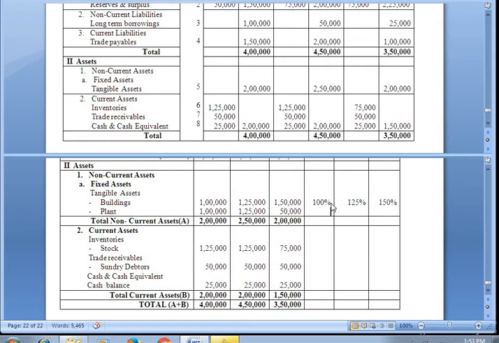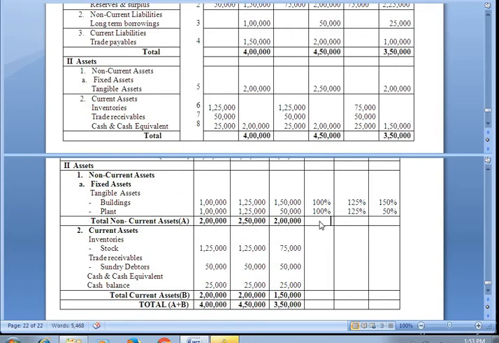Here also the percentage is the same because it is a common size statement. Next year 2018, 1,25,000 divided by 1 lakh, same percentage, 125%. Next one, 50,000 divided by 1 lakh into 100 is 50%. Okay. Here also 100%.